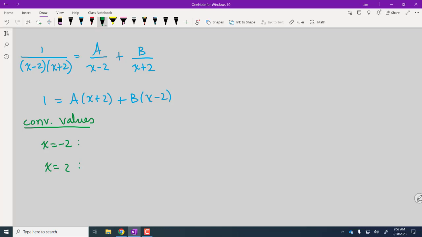And so the whole idea is that this equation is true for every single x. It's an identity. So you can pick whatever x's you want. If it's true for all x's, then it's true for -2. And if you plug in -2, you get that equation. And if you plug in +2, you get this equation.